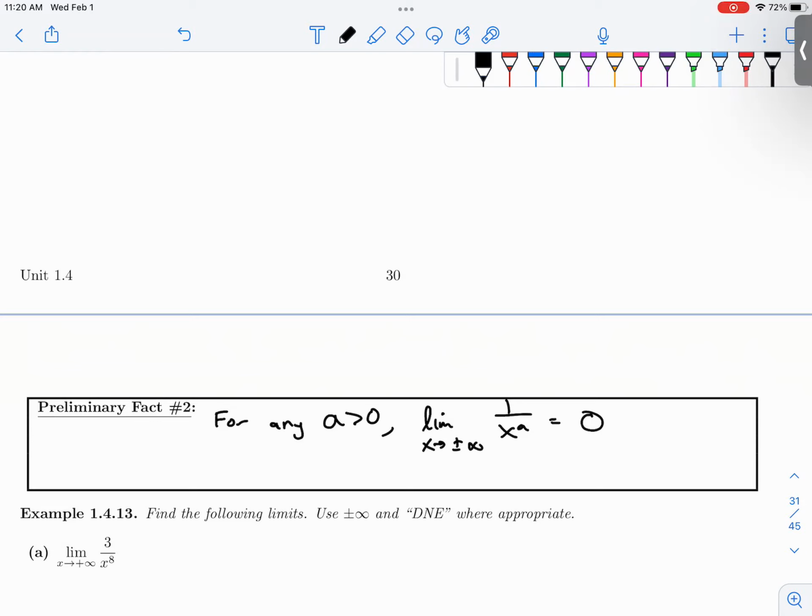Is it negative infinity or is it positive negative a? Positive and negative infinity. Let me write that better.